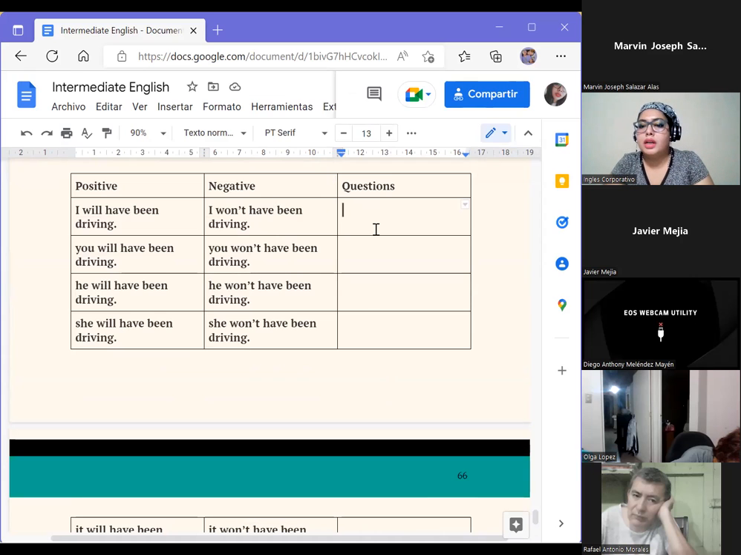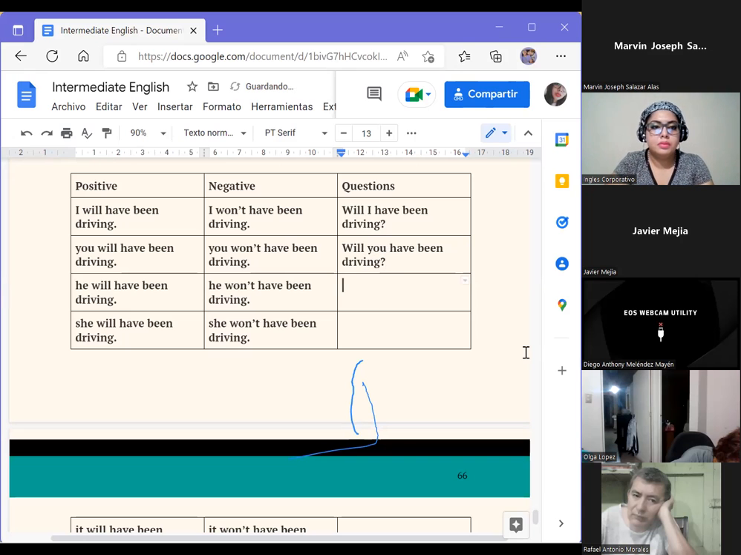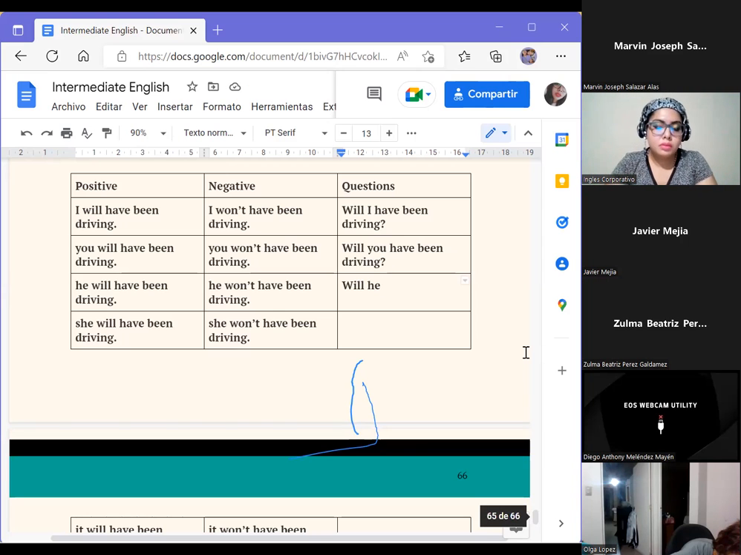And for the last part, that are the questions, we are going to change the structure, and we are going to have will at the beginning. Will I have been driving? Will she have been driving?